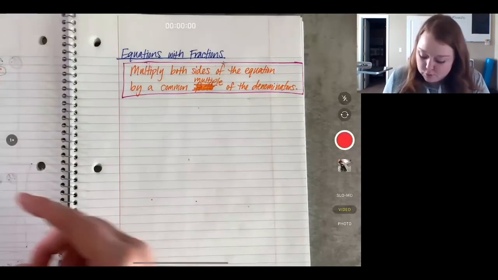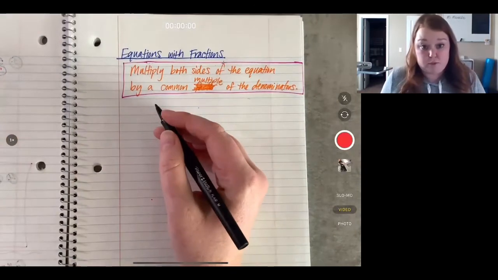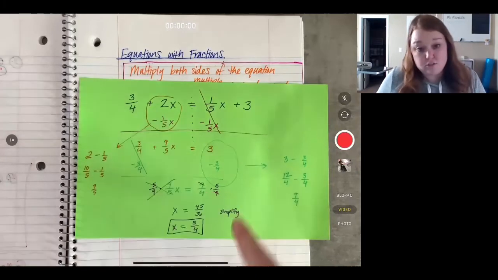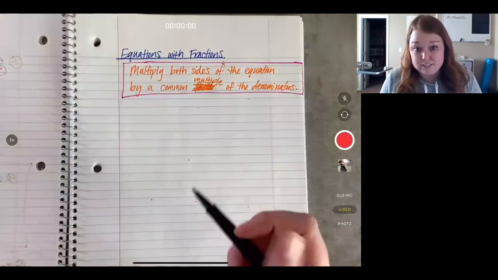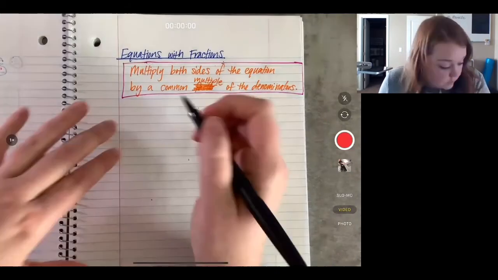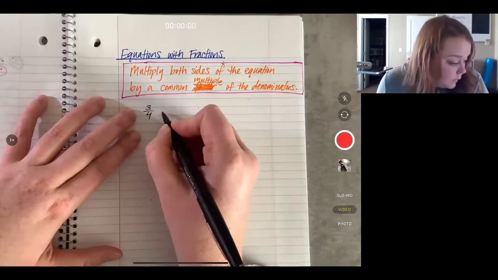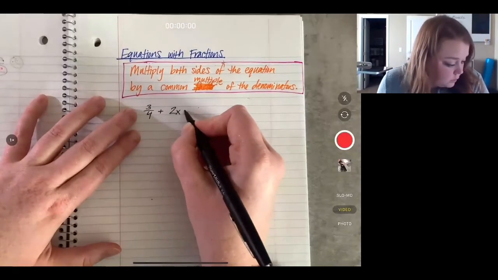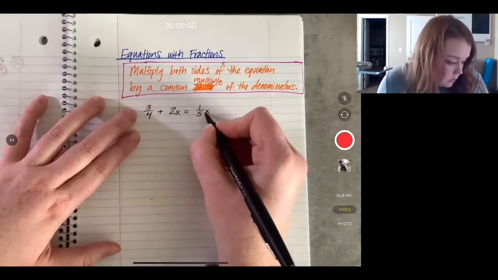All right, so we're actually going to do this same exact problem that was on my green piece of paper. We already know we should get an answer of 5/4, but I'm going to show you a different way to solve it. I'm going to show you how to cancel out the fractions completely. So let's rewrite that equation. 3/4 plus 2x equals 1/5 x plus 3.